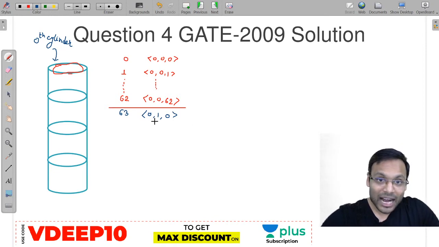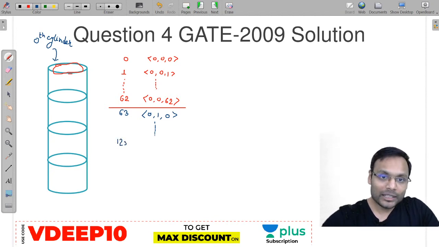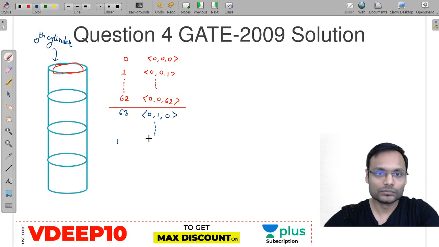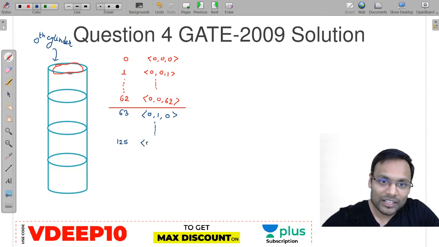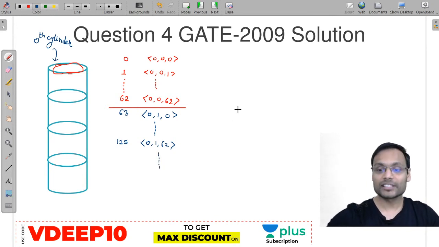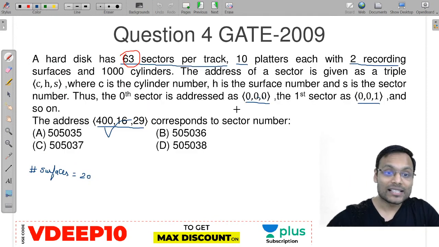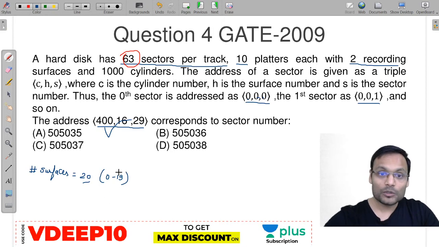And from here, I will continue with 63 more sectors. So it will be the 125th sector. The 125th sector, since numbering starts from 0, will have the address 0,1,62. Similarly, how many total surfaces do you have in the disk? It is equal to 20, which is nothing but 0 to 19, can I say? Can I say 0 to 19?